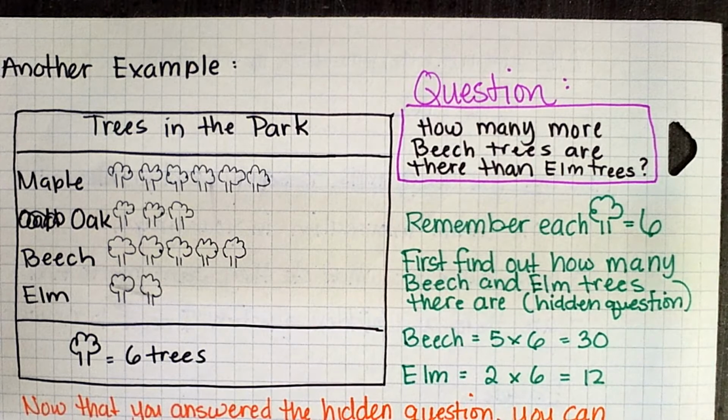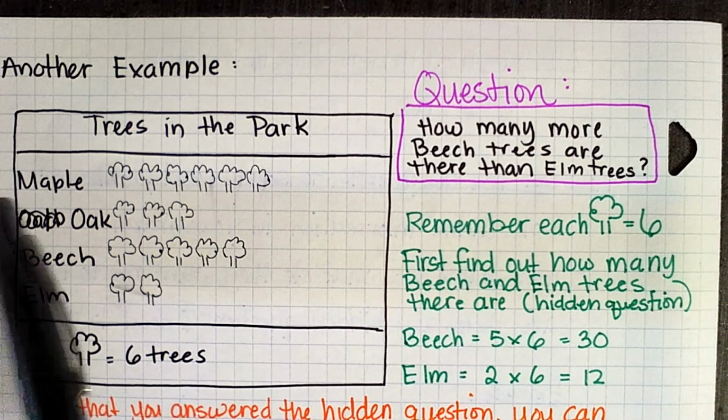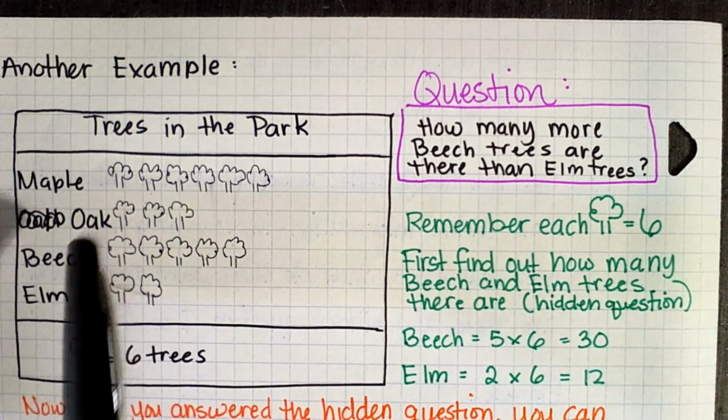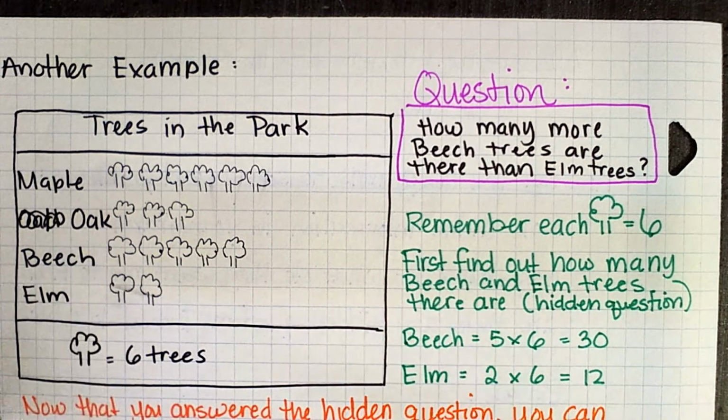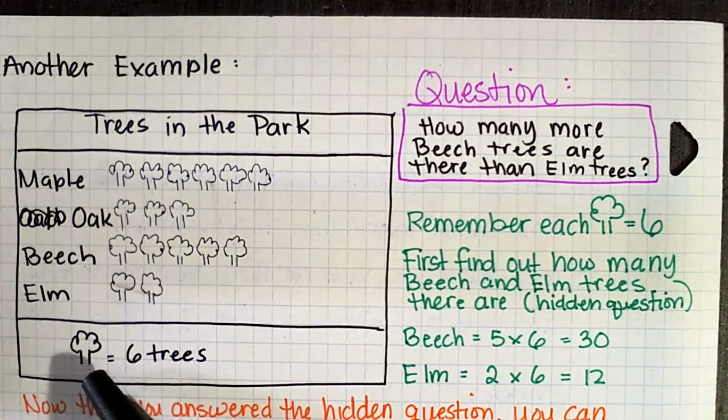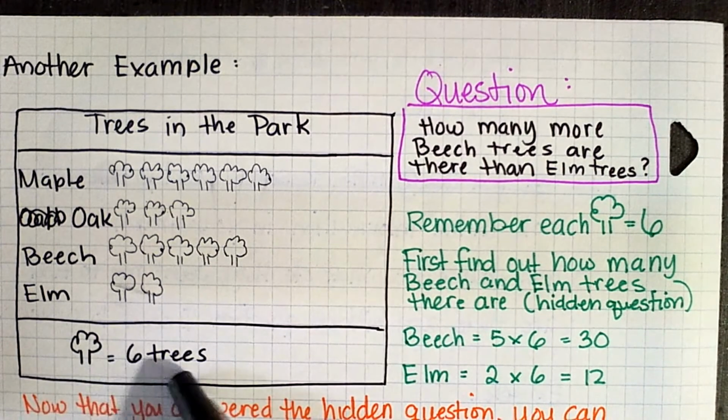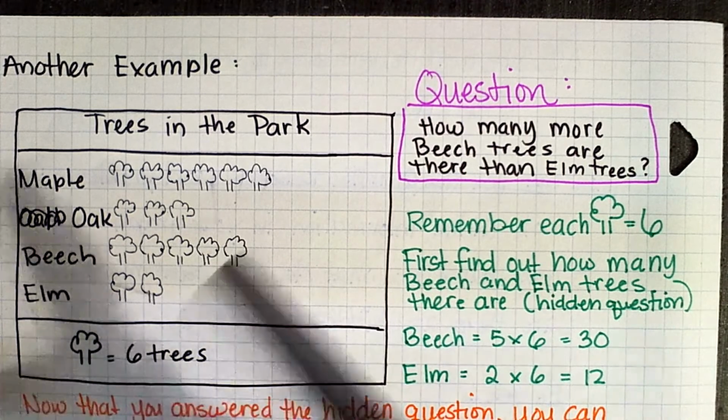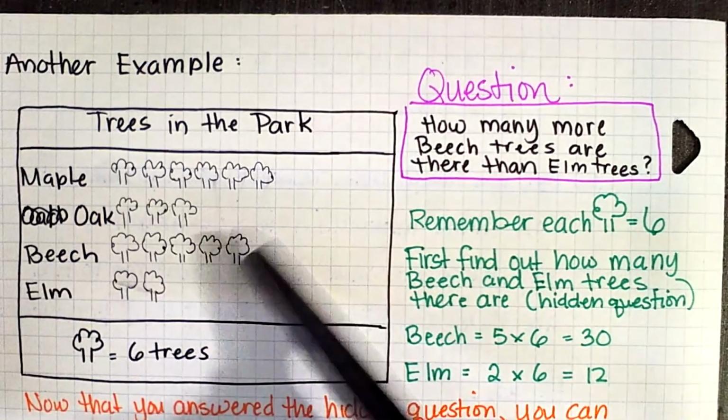Now for this question, I'm looking at the kinds of trees in the park. So the kinds of trees I have are maple, oak, beech, and elm. And I know that my symbol over here, this tree symbol, equals 6 trees. So each tree symbol equals 6 trees. So this is the number of maple, oak, beech, and elm.